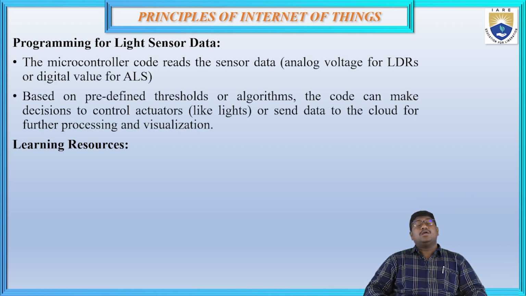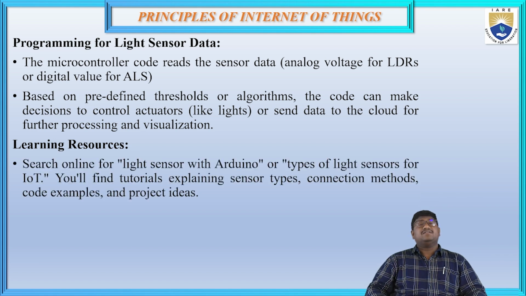The microcontroller code is going to read the sensor data from the sensors, and based on that, predefined thresholds or predefined algorithms are going to take a decision on the control of actuators and lights, where we are sending the data for further processing and further visualization.